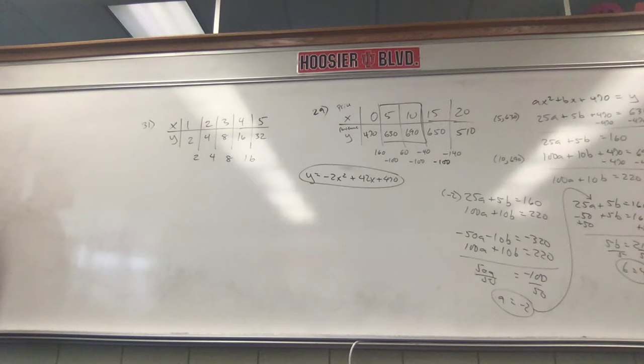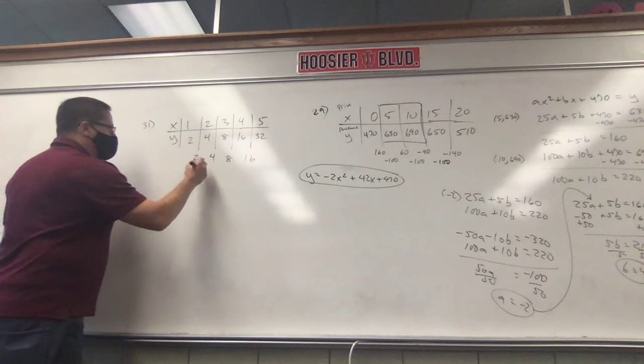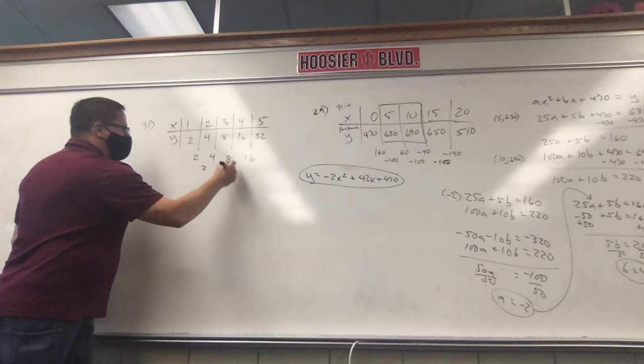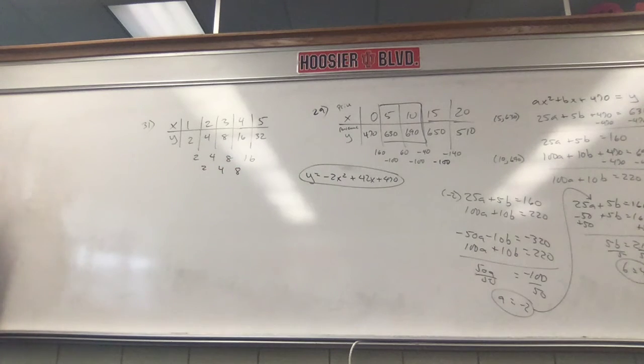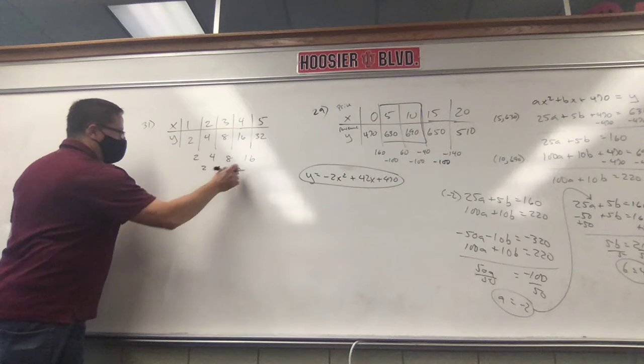So what do we do? Subtract. Do it again. 4 minus 2, 8 minus 4, 16 minus 8. Hey, is it quadratic? Is it second degree? No. So you know what we would do? We'd do it again. 4 minus 2, 8 minus 4.